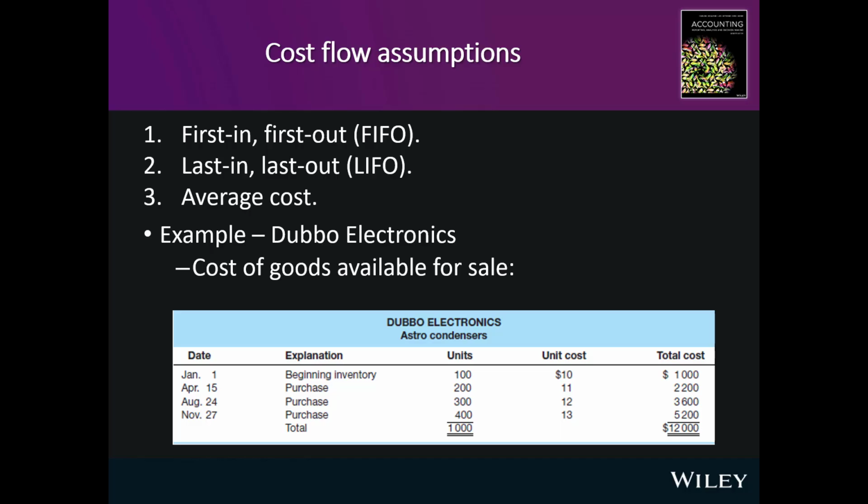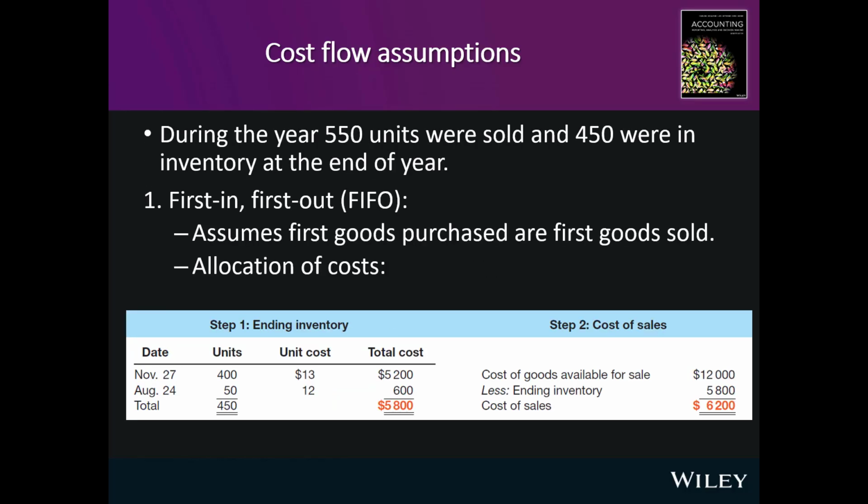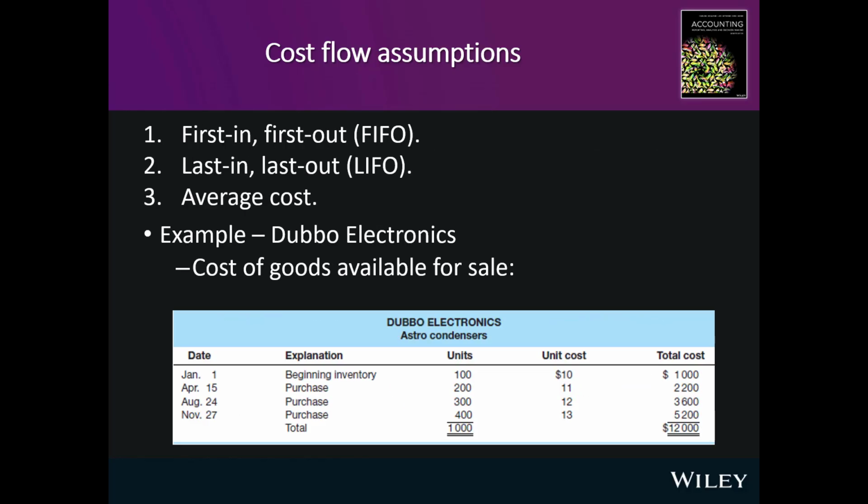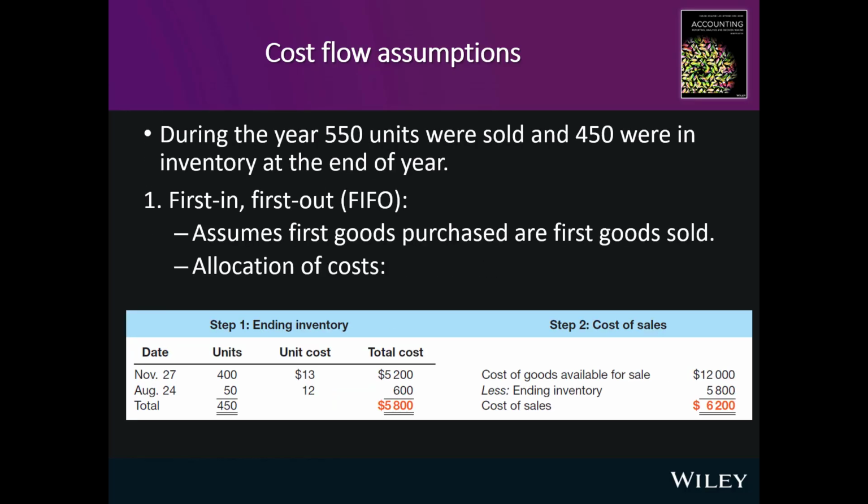So we have been given this information from Double Electronics. We have opening inventory, and we have purchases on these dates. And then of course you have sales. Then you have been told that you sold 550 units. Let's take note of that. The number of items available for you to sell, or goods available for sale, is 1,000 units. And you had been advised that you have sold 550.